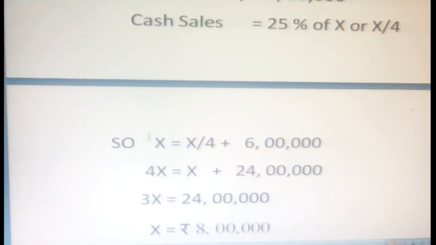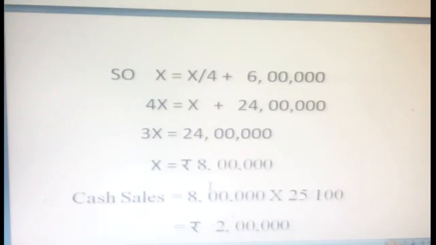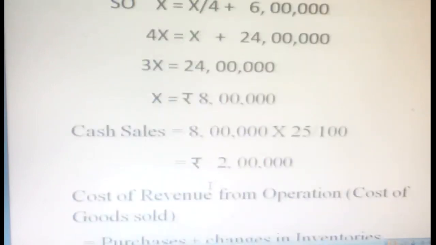Multiply by both sides, 4X, then here also equally make it for 4. 4X is equal to X plus 24 lakhs. So naturally 4X minus X, 3X, we get 24 lakhs. And what is our X? X is our 8 lakhs. Now we're going to substitute to find our cash sales. From the total sales 8 lakhs, 25% is our cash sales. When you apply the 25% from the problem, you get 2 lakhs.